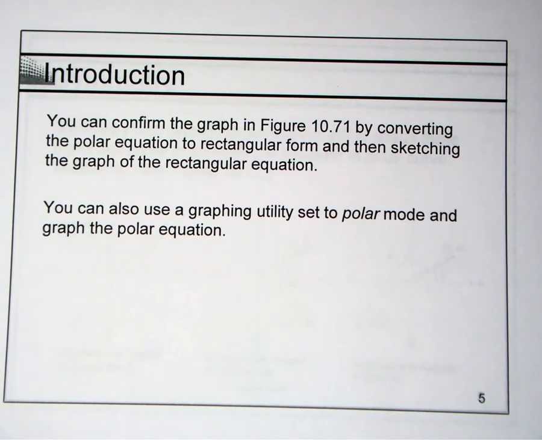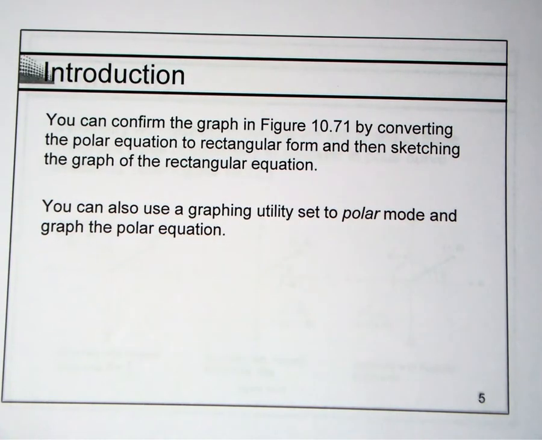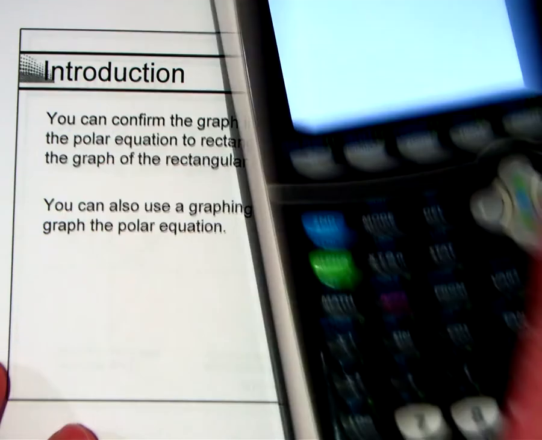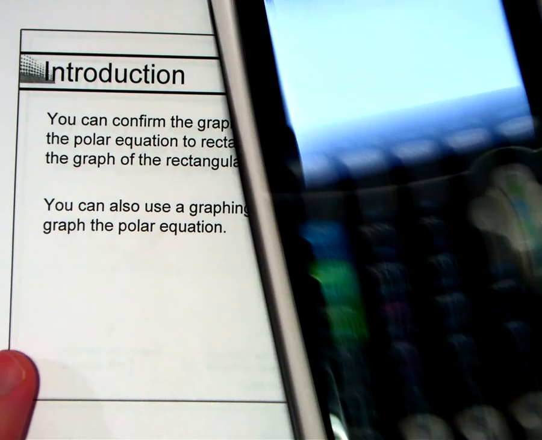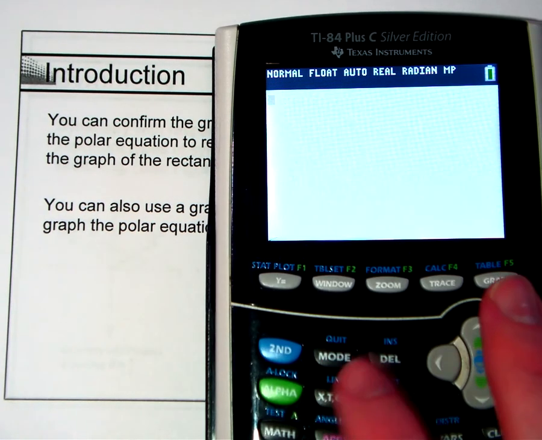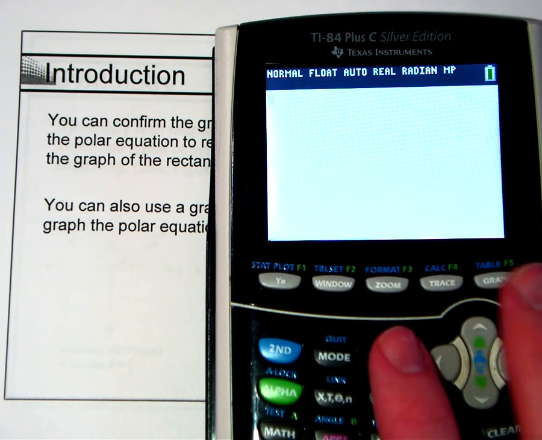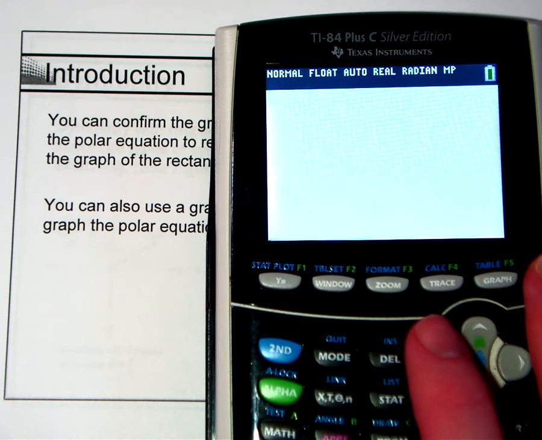You could confirm the graph by converting the polar equation to our rectangular form and then sketching the graph. You can also use a graphing utility and set it to polar mode and graph it. Okay? So this is just another thing that you can do with your calculator, but you're going to have to remember to change it back and forth for other classes. Otherwise, this will mess you up.